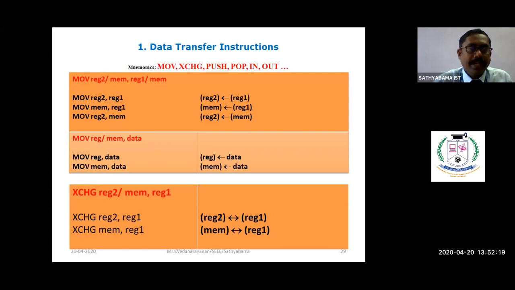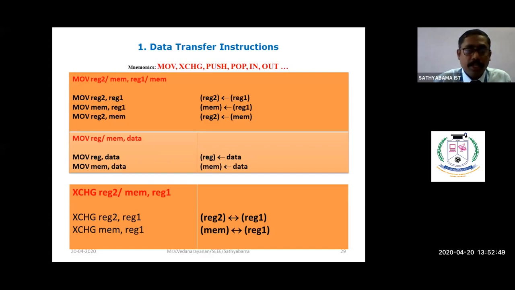The second category is move register comma immediate data. For example, MOV AX comma a 16-bit number. The 16-bit number is immediately moved to AX. So in move register comma data, data is the source, and that data is copied to the register. Or else the next category, move memory comma data. The direct 8-bit or 16-bit data can be moved to the memory locations.